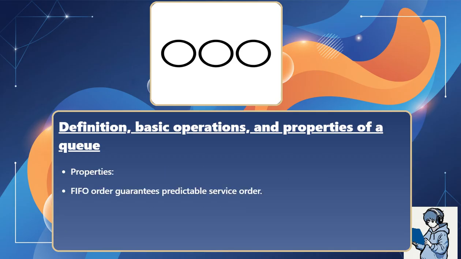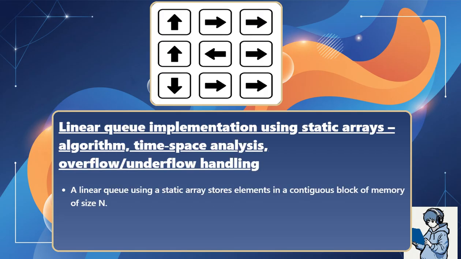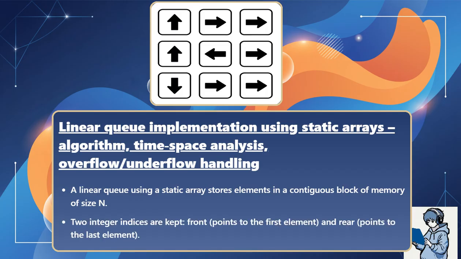Properties. First-in, first-out order guarantees predictable service order. All operations, when implemented correctly, take constant time, big O of 1. The queue can be bounded (fixed capacity) or unbounded (dynamic growth). A linear queue using a static array stores elements in a contiguous block of memory of size n. Two integer indices are kept: front, which points to the first element, and rear, which points to the last element.